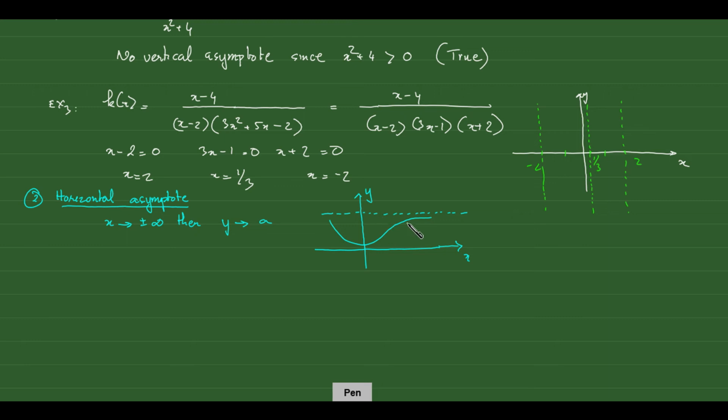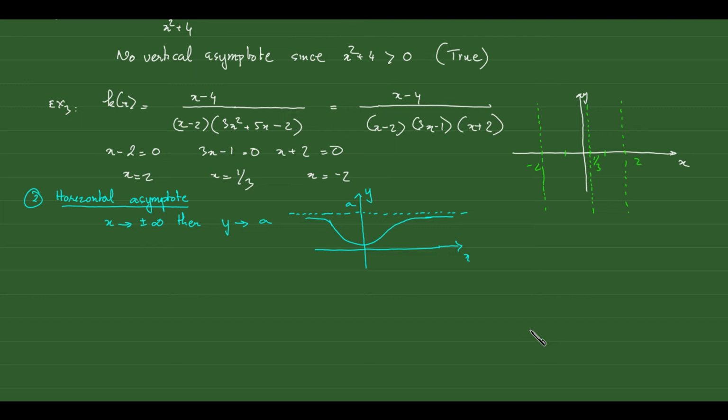So my curve gets really close to the dashed line here. And this dashed line over here is the a value. So when x approaches positive infinity, my y approaches and gets close to this line. Sorry, this is kind of going this way also. There you go. So that is the horizontal asymptote.